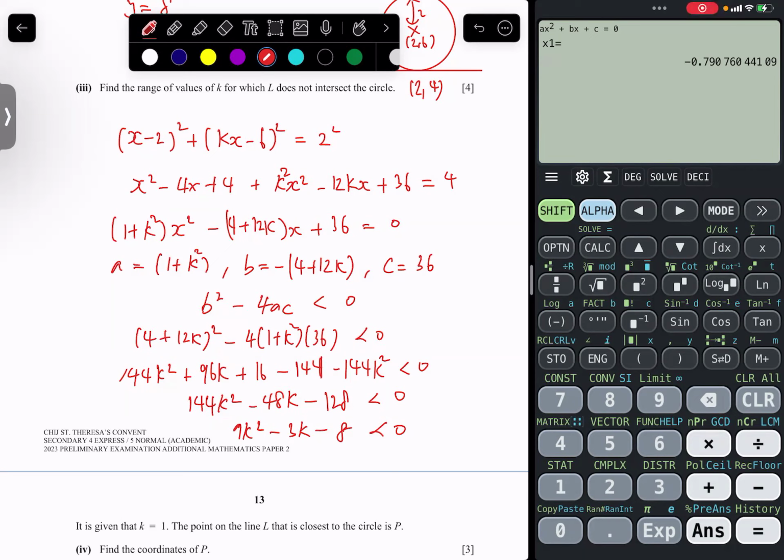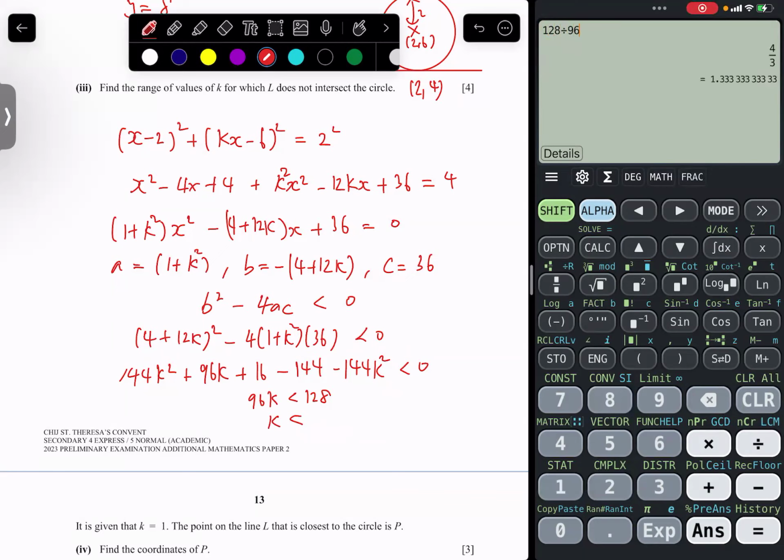No, it's still not K. 144. Okay. So 144K squared actually gets cancelled out. So 96K is lesser than 128, so K is 128 divided by 96, which is 4/3.